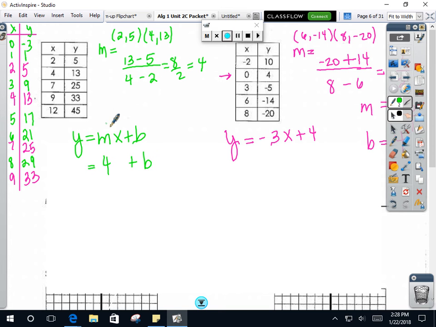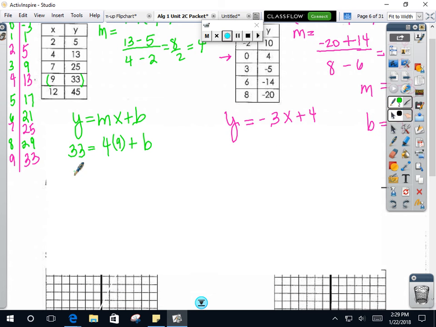That's what we're trying to figure out. But we can replace y and x because we have lots of y's and we have lots of x's. You just have to choose one to work with. Which point do you want to work with? Okay, if we choose (9, 33), 9 is the x value, so it'll go right here beside the 4. 33 is the y value, so it'll go in the y place. Now you just solve for b. 33 equals 36 plus b, and then you subtract 36 to get b by itself, and you get negative 3 equals b. So that's another way to do it, which I think will be faster than trying to recreate the table and find the pattern.